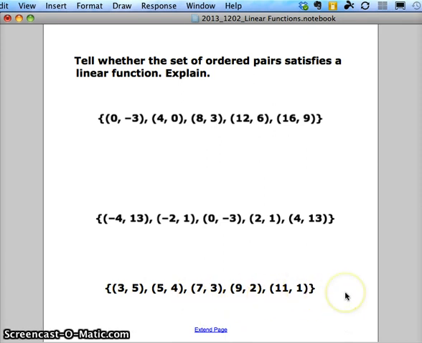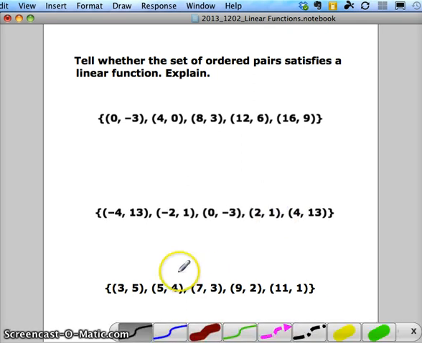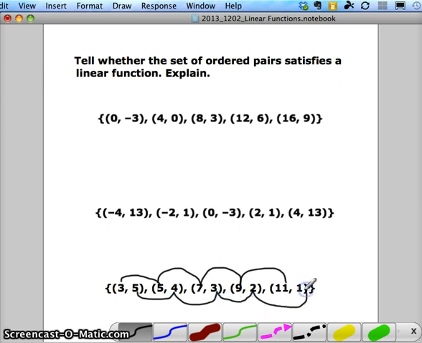This is a linear function. Again, let's look at what that looks like. If I take from here to here, that goes up 2. So I can say that's plus 2. From here to here, plus 2, plus 2, plus 2. From here to here, minus 1, minus 1, minus 1, minus 1.